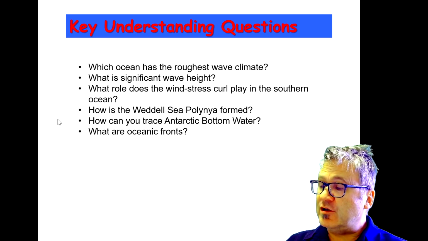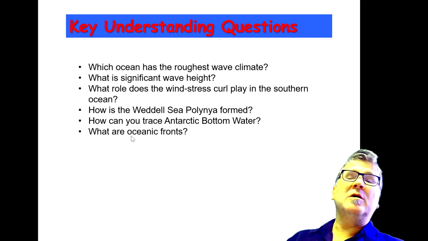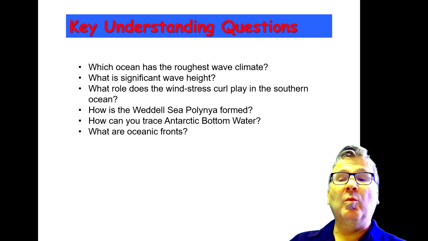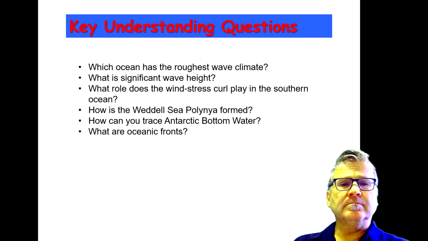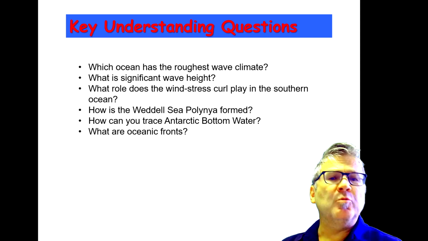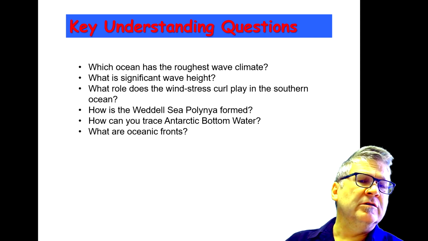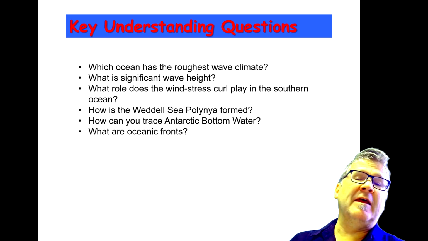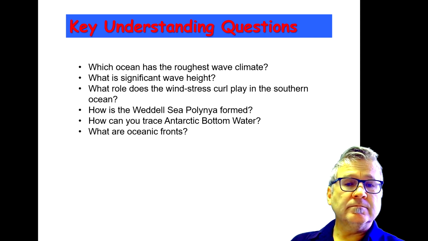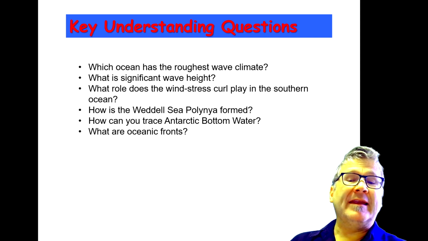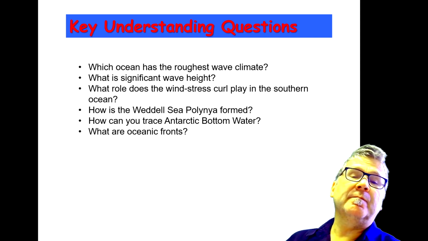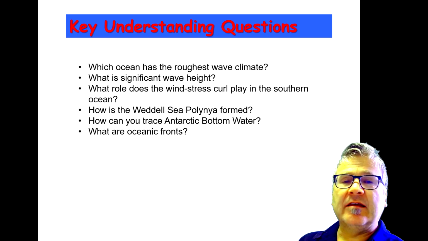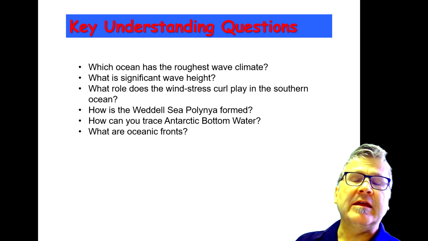Okay, so let's finish off. Key understanding questions. Which ocean has the roughest wave climate? What is significant wave height? What's the typical significant wave height of waves in the Southern Ocean during winter time? What role does the wind stress curl play in the Southern Ocean? How is the Weddell Sea polynya formed? What keeps this region ice-free? How can you trace Antarctic Bottom Water? And what are oceanic fronts?